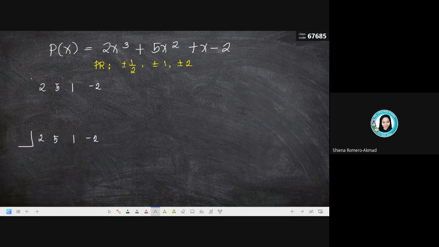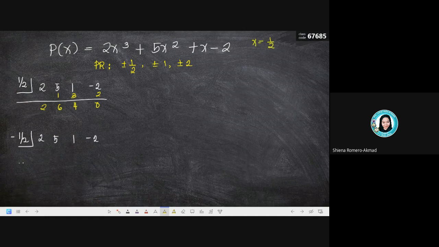So, let us try first yung medyo madugo, yung fraction. So, 1 half, and itong isa ay negative 1 half. So, bring down 2. 2 times 1 half is 1, so this is 6. Times 1 half is 3, this is 4. Times 1 half is 2, this is 0. So, ito, yung 1 half ay isa ng root natin. So, x equals 1 half.